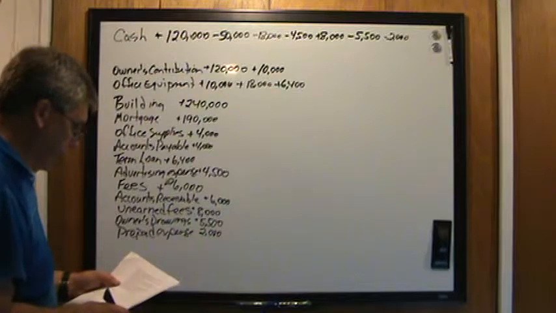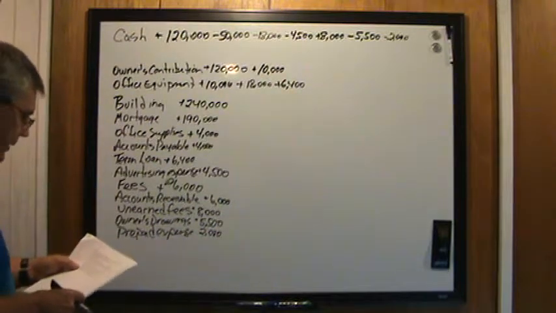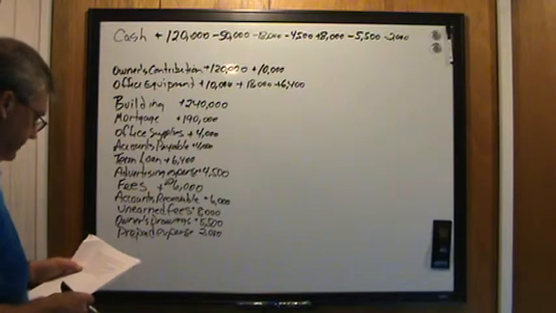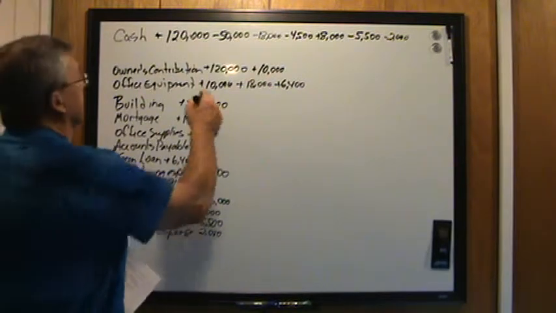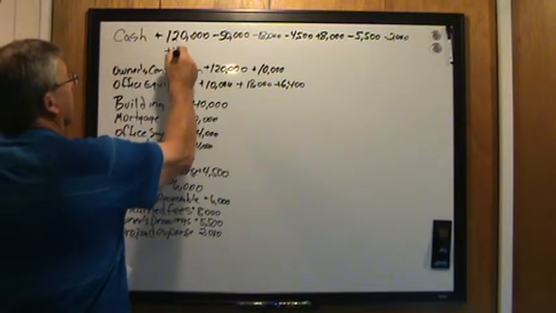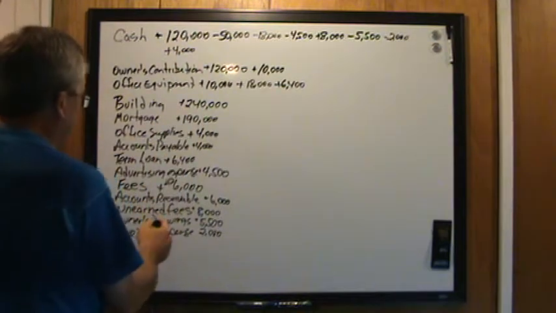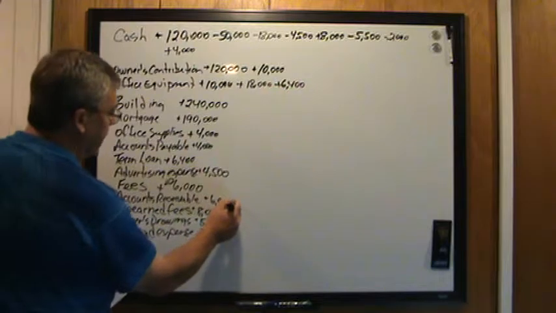We received $4,000 from the client that we gave an accounts receivable to. So we increase cash by $4,000, and we reduce our accounts receivables by $4,000.